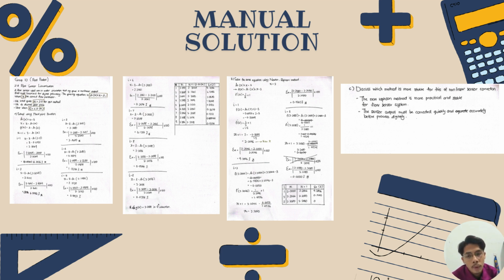0.05%. The error formula used is EA equal to (x new minus x old) divided by x new, multiplied by 100%.